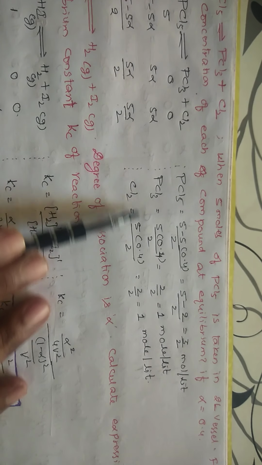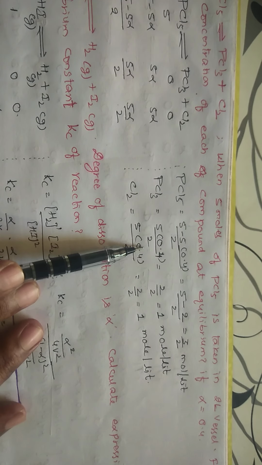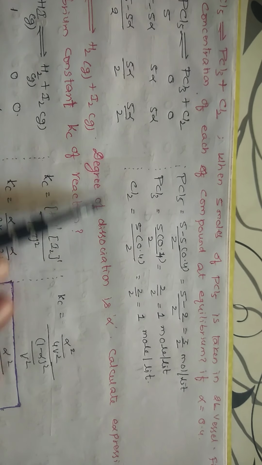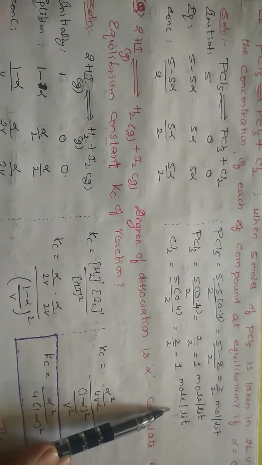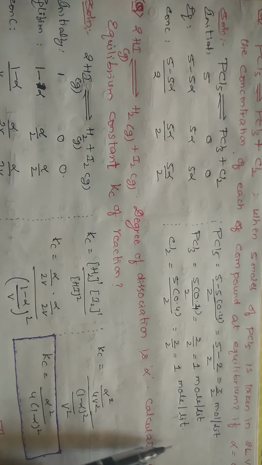liter. If you go for PCl3, 5 into 0.4 by 2, you will be getting 2 by 2, it is 1 mole per liter, and chlorine it is 5 into 0.4 by 2, it is 2 by 2, it is 1 mole per liter. Right students? So this is the concentration value. Let us take in terms of variables.